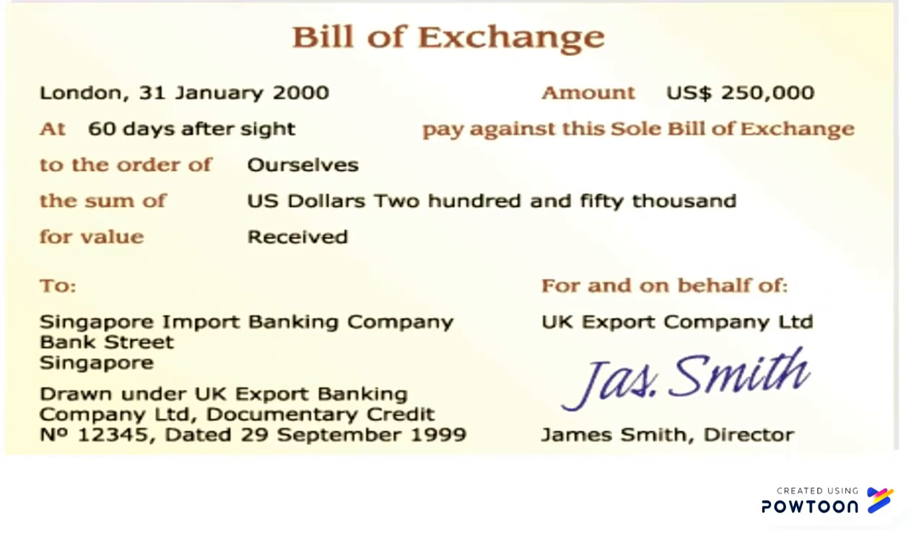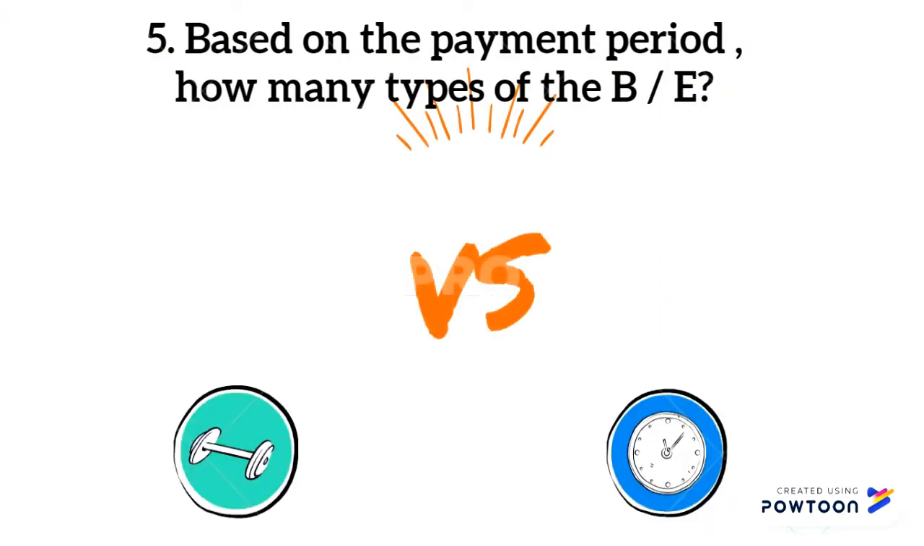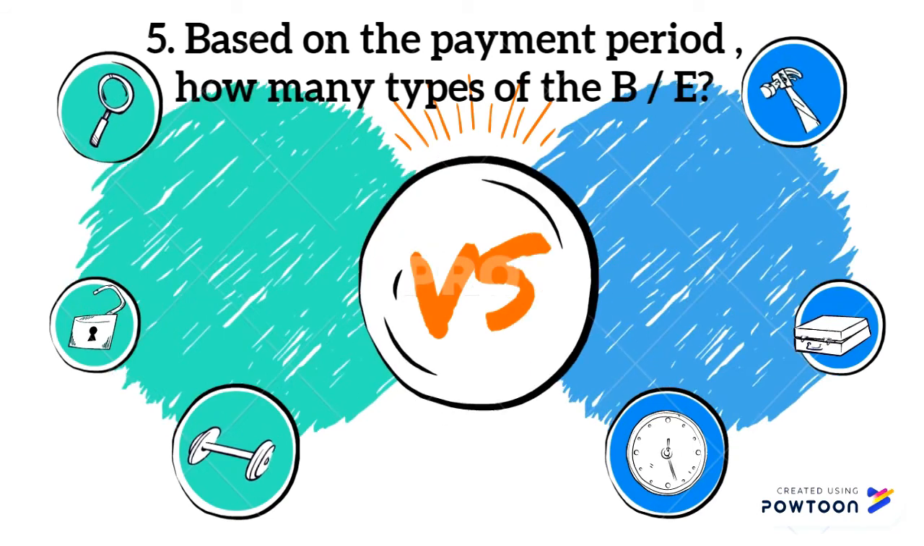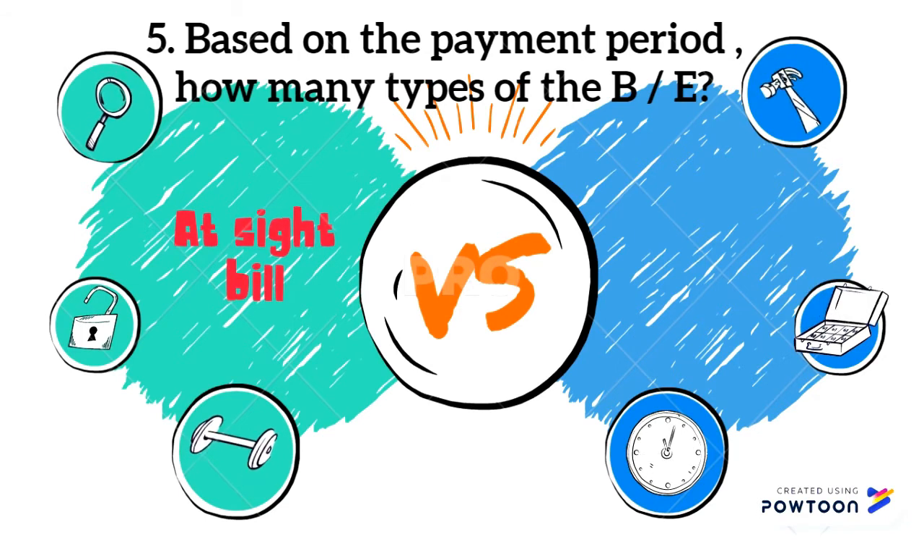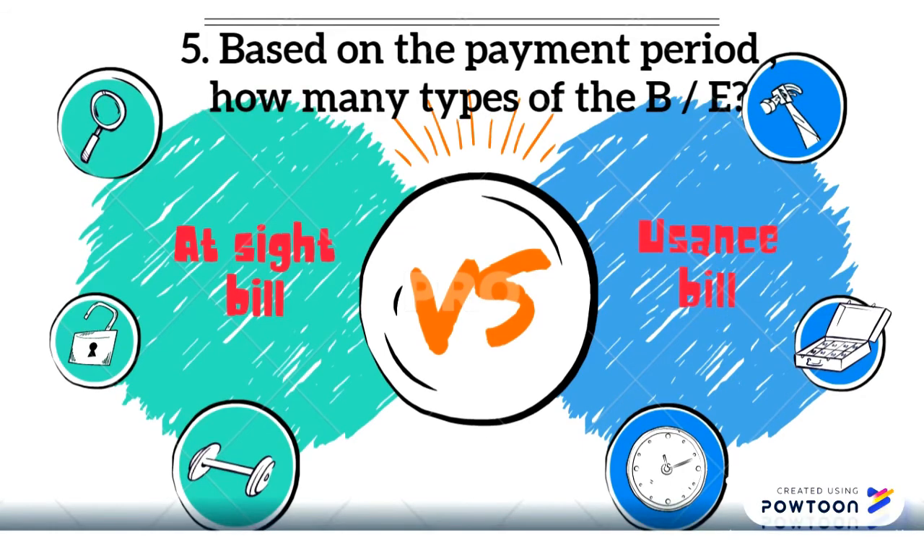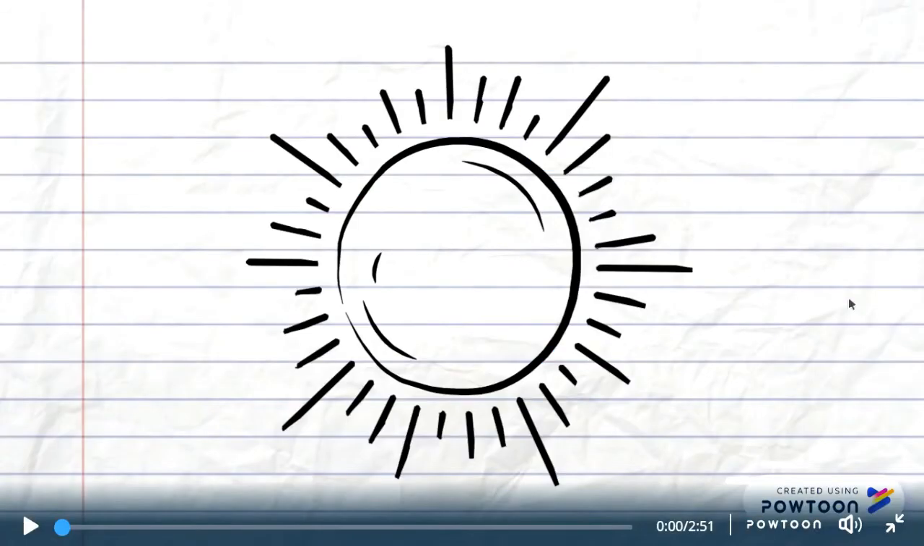Consideration, in the context of a bill of exchange, means that the bill has been issued in exchange for some consideration, i.e., a benefit has already been received. Based on the period of payment, how many types of bill of exchange are there? There are 2 types. The first is the sight draft, also known as a sight bill or on-demand bill. The second is the usance bill, also known as a time bill, term draft or usance draft.